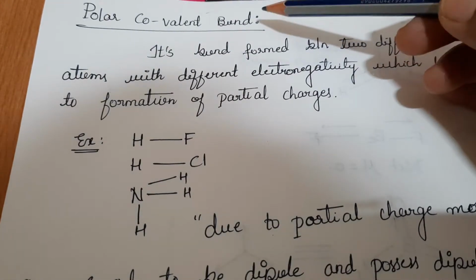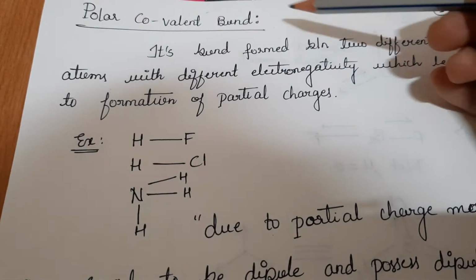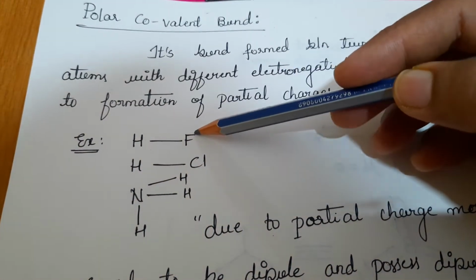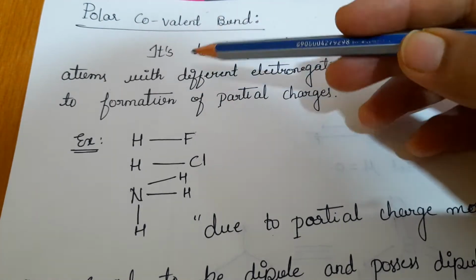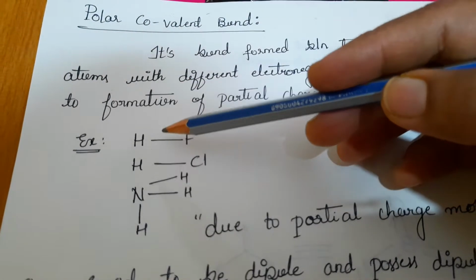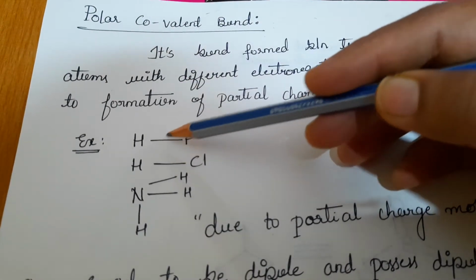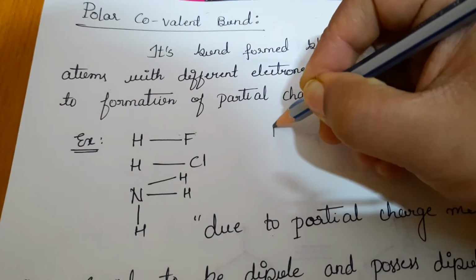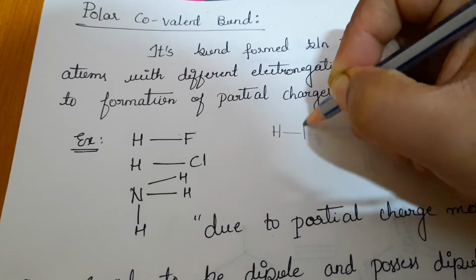If you consider polar covalent bond, this bond is generally formed between heteroatoms. The polarity of the bond is mainly seen here. Can you see this one? I will write you one example, H2.